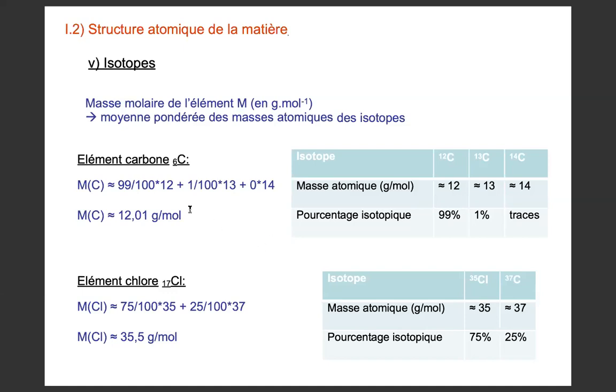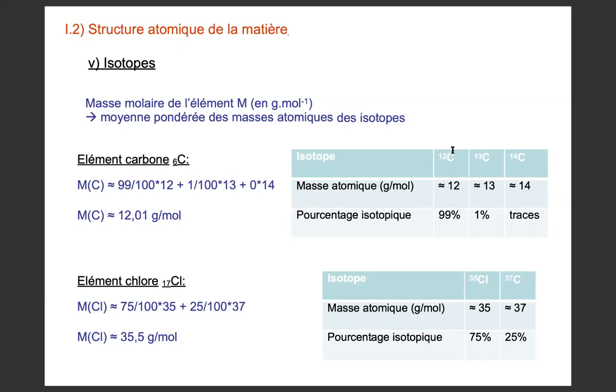So I repeat. The mass of the carbon-12 atom is 12 grams per mole. That of carbon-13 is 13 grams per mole. That of carbon-14 is 14 grams per mole. Now we are saying their percentage abundances in nature are equivalent to 99%.